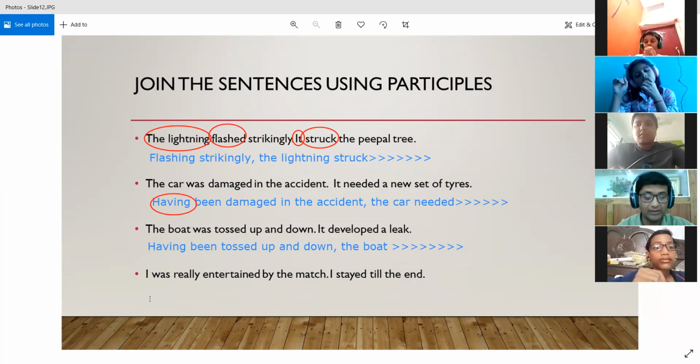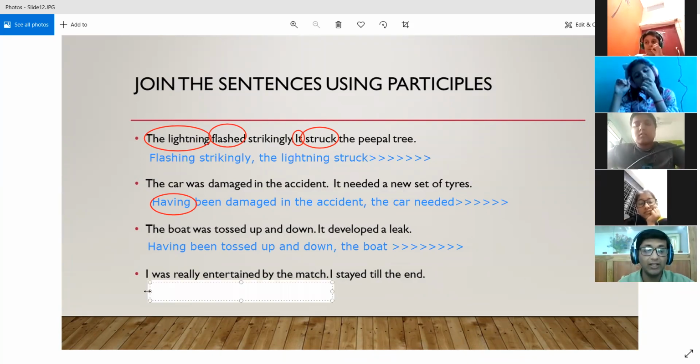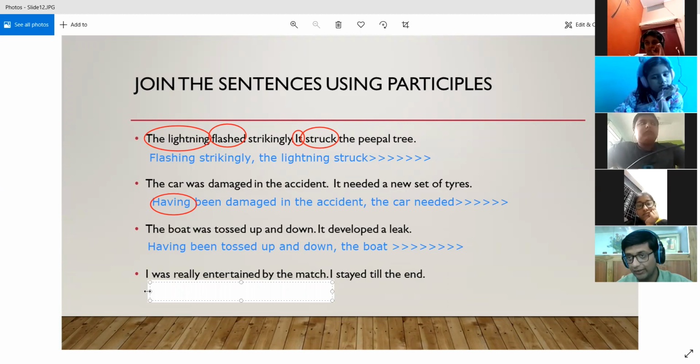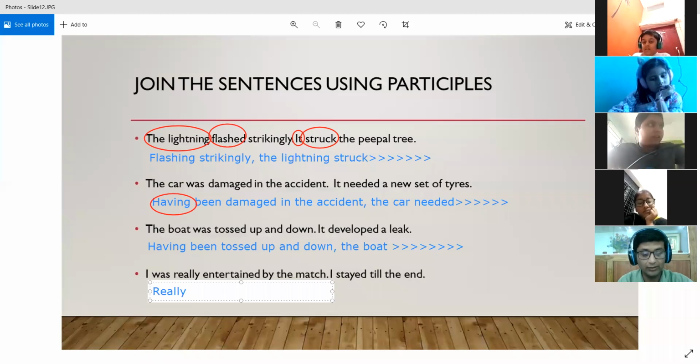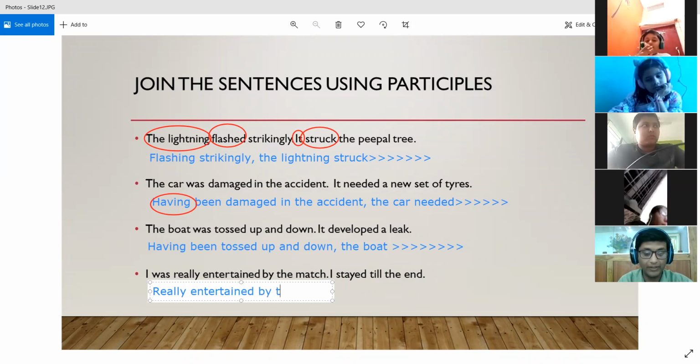There will be two ways. One way can be we can say, having been really entertained by the match, I stayed till the end. It can be one of the ways. And another way can be: really entertained by the match. We can also start from here. Really entertained by the match, I stayed till the end.